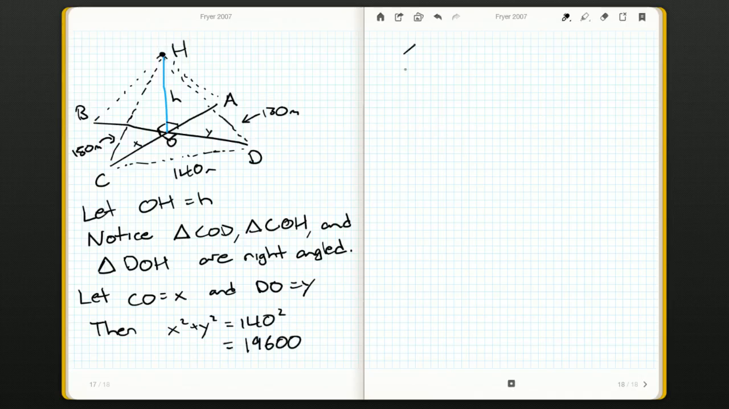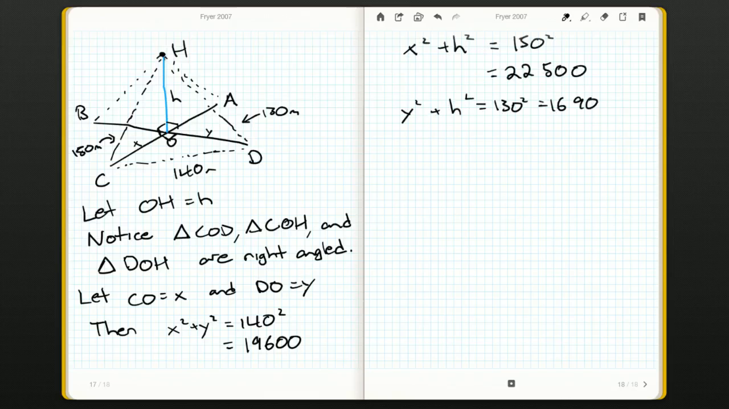Yeah, so X squared plus H squared. Remember, H is the one we want. So that's going to be 150 squared. 22,500. And Y squared plus H squared is going to be 130 squared. That's 16900. Okay.